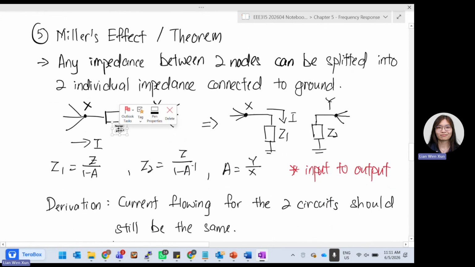So you can have both parts. Z1 and Z2, they are different. But when we split the circuit, we need to make sure that they still look the same. They still have the same characteristic. What characteristic we need to maintain is, because they are in series, no matter how we split them, in the end we need to ensure during calculation the current is still the same. So the current flowing to your Z1 is equal to the current flowing to your Z2, and it's also the current flowing through your Z.